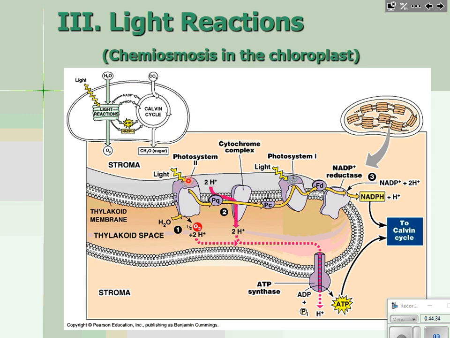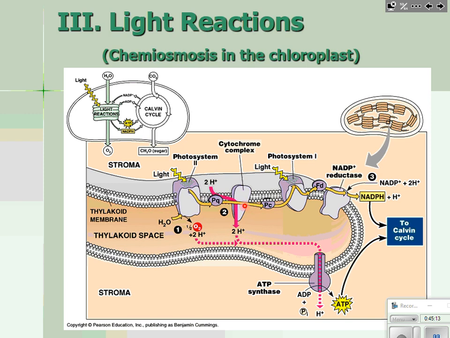It excites electrons. Where do those electrons go? They go to the primary acceptor, and then they get passed to the next protein, which passes them to the next protein, which passes them to the next protein. Remember, this is called the electron transport chain. And where do those electrons end up? Over here at photosystem 1. So light has caused high energy electrons to leave photosystem 2, pass down the electron transport chain, and go all the way to photosystem 1.